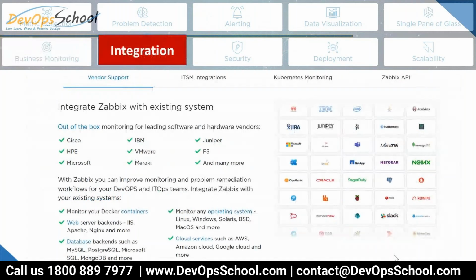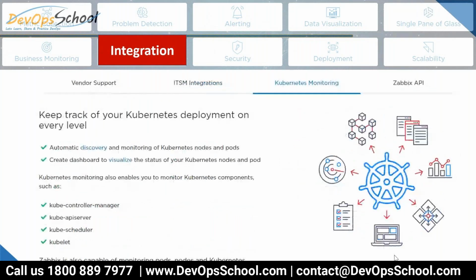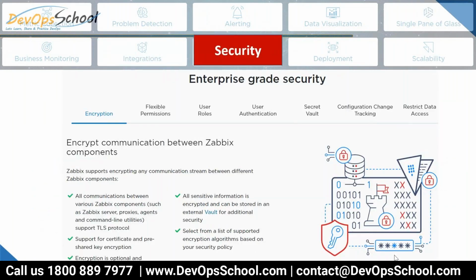Zabbix has a hell of a lot of integration. So any tools which you want to integrate with Zabbix, it's a wide range of tools we have. Vendor support, you can see Cisco, IBM. These all are networking related. HP, VMware, Meraki, Microsoft, and many more. ITSM integration is also there, like Jira, ServiceNow, and all kinds of things. Kubernetes monitoring using Zabbix is very much possible, and you can also work with the APIs. So using Zabbix, you can do that. These are the features which we have in Zabbix.